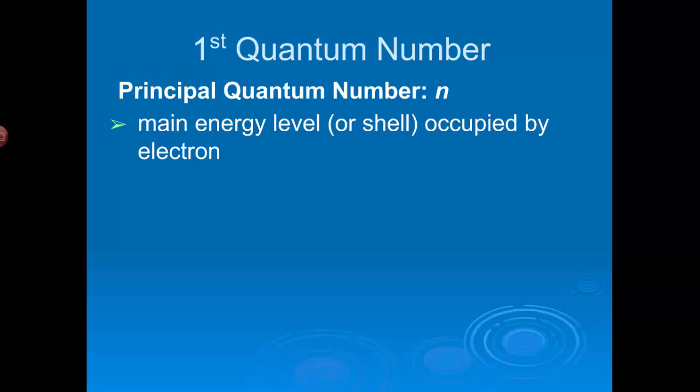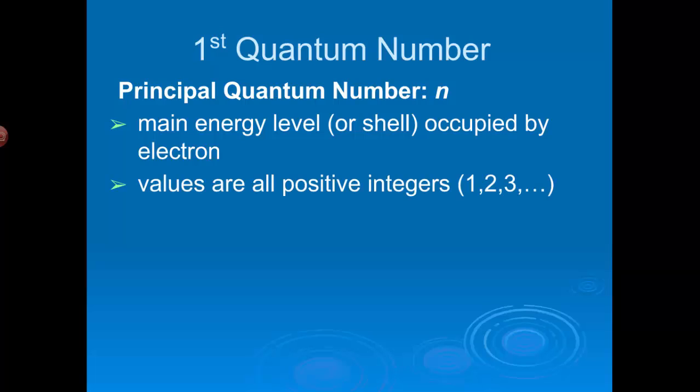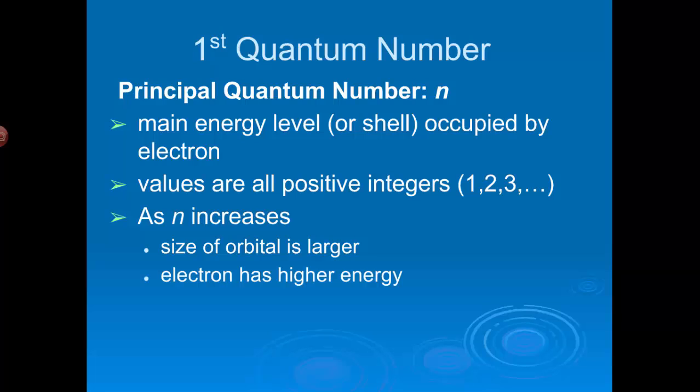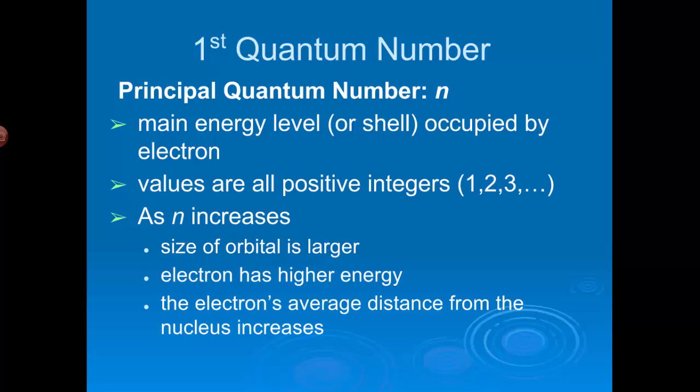Once you get to lithium, for example, we have 3 electrons. The first 2 are in the first energy level, n equals 1, and the last one is in the second energy level, n equals 2, and so on. The values of n are all positive integers: 1, 2, 3, 4, 5, 6, 7. As n gets bigger, the size of the orbital is larger. In other words, the electrons are further away from the nucleus, they have more energy, and the electron's average distance from the nucleus is increased.